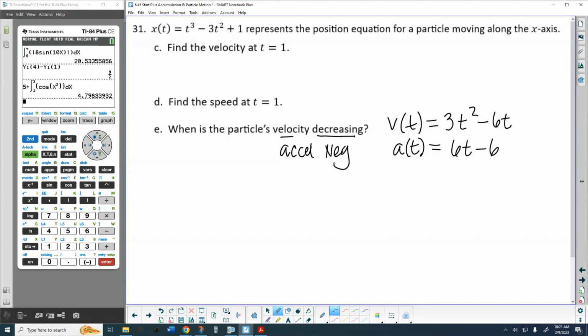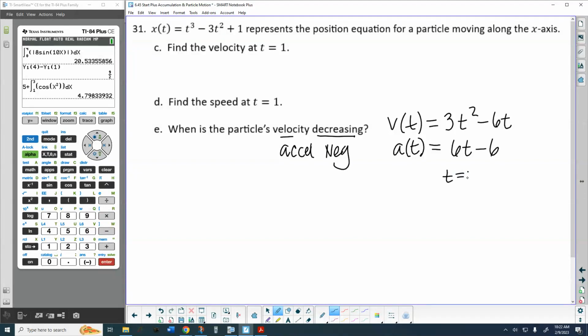So it could be speeding up backwards. Yes. I'm so bad at particle motion. We know we're looking for where acceleration is negative, right? Okay. So here's our acceleration equation. What is our critical number of this equation?